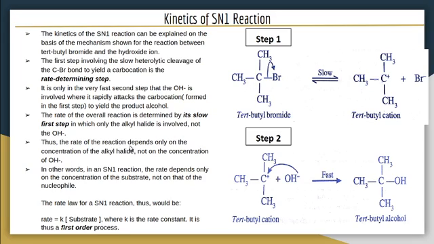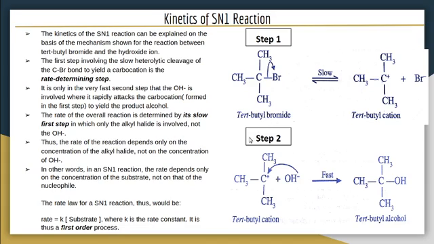Thus the rate of the reaction depends only on the concentration of the alkyl halide, not on the concentration of OH minus. In other words, in an SN1 reaction, the rate depends only on the concentration of the substrate, not on the concentration of the nucleophile. So the rate law for an SN1 reaction would be rate equals k times substrate, where k is the rate constant. It is thus a first order process.